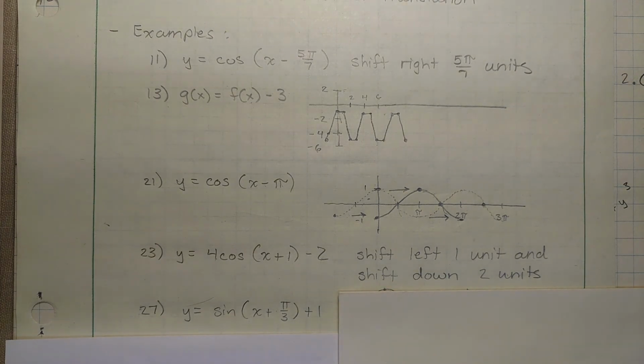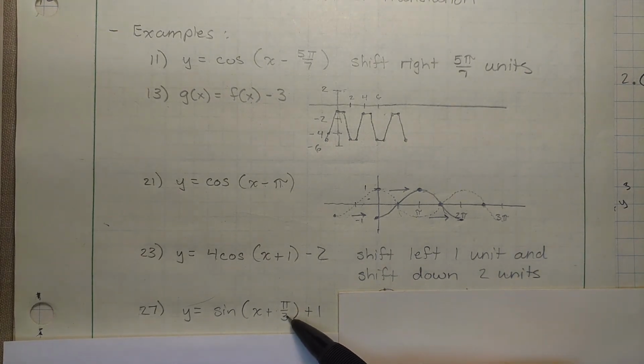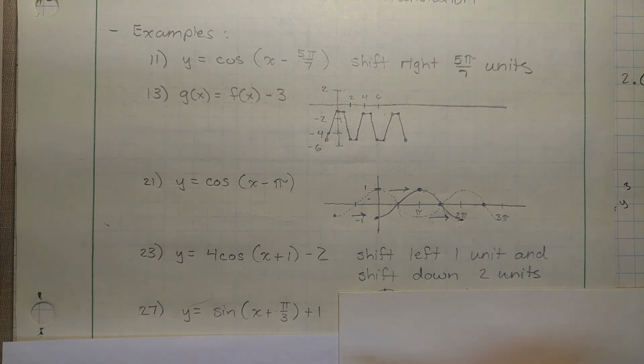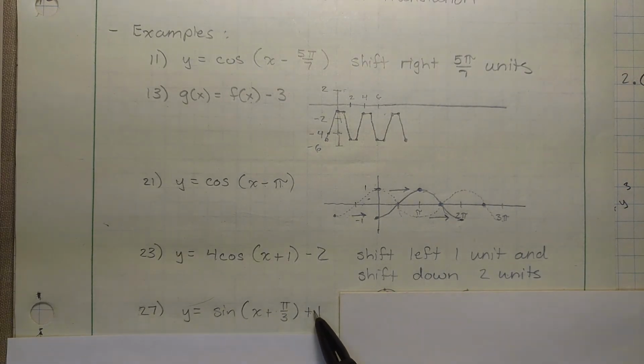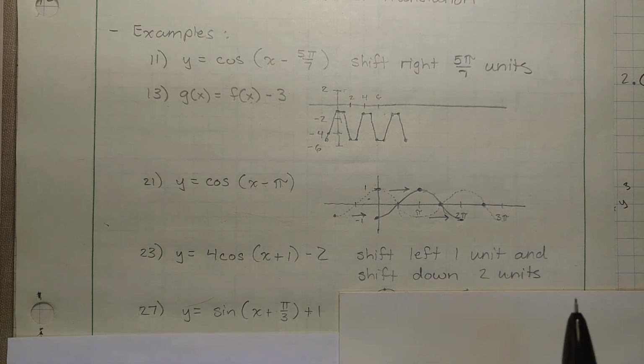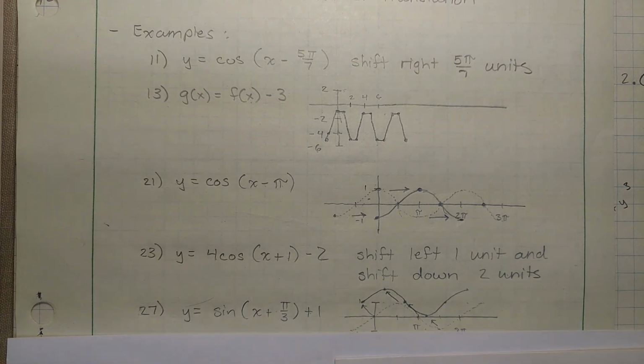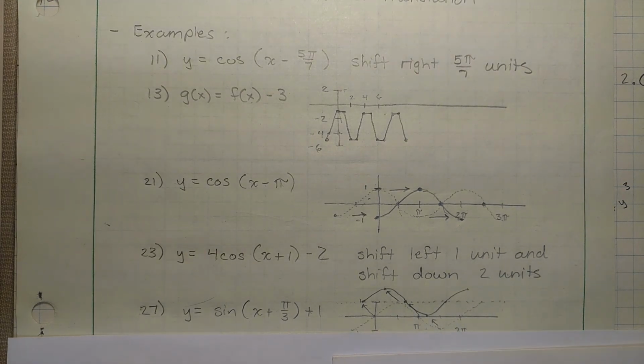Finally, 27, most complicated kind you're going to have. In this one, it wants us to graph this in the interval 0 to 2 pi. So notice we have the sine function, and notice what these things do. It moves it left pi over 3 and up 1. So it's actually easiest to handle the up 1 first. What the up 1 is going to do is take that midline and move it up 1. So instead of it being centered on the x-axis, I'm just going to move that up 1, and I know it's now going to be centered 1 higher.